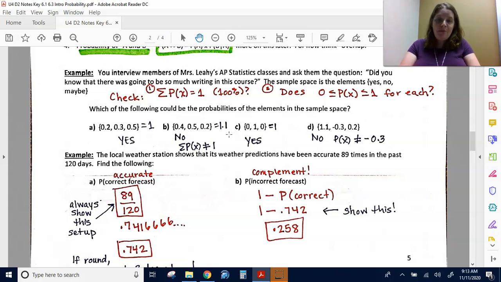Not going to work for us for probabilities. So we can't say that this works. There's something going on here. This doesn't work for probability. 0, 1, and 0. Okay, that's totally fine. It adds up to 1.